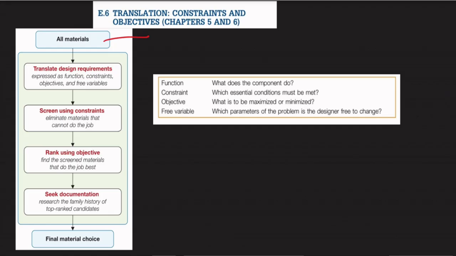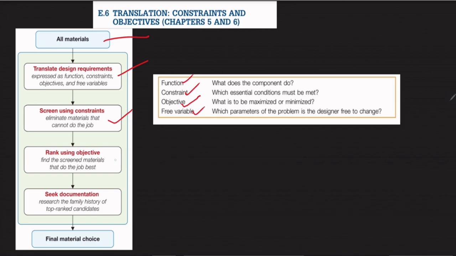Then the first step in selecting a material of your choice is to go through the translation step. This involves defining the function of the material, all the constraints on the material, the objective the material has to accomplish, and free variables. After the translation step, you can go to screening. With what you've done on the translation step, you screen out different materials that don't meet your translation. After screening, you have maybe 4 or 5 different materials that passed.